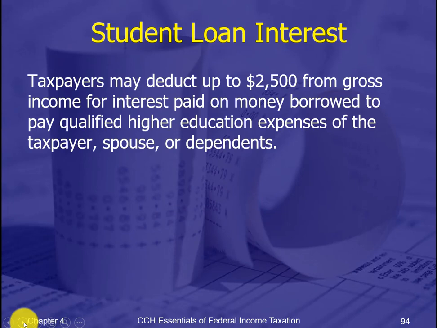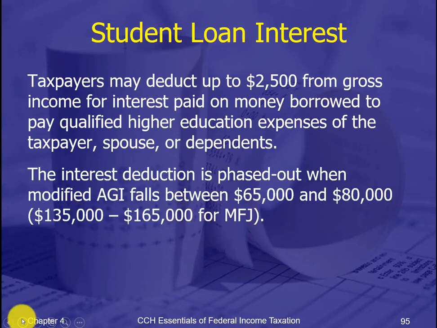Student loan interest only up to $2,500. All right. For student loan interest deductions, that's the maximum. Phases out between 65 and 80 for single, and 130 for all others. All filing statuses except for married filing jointly do 135 to 165.